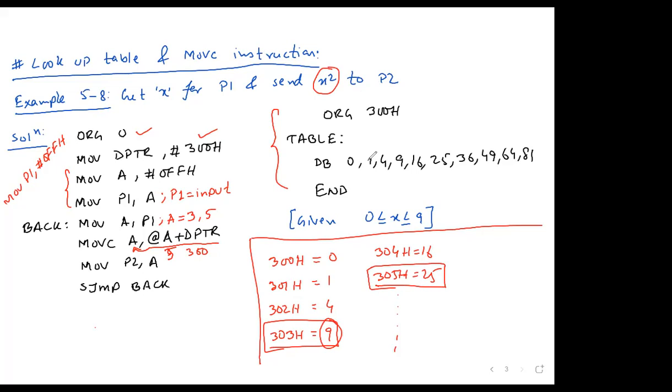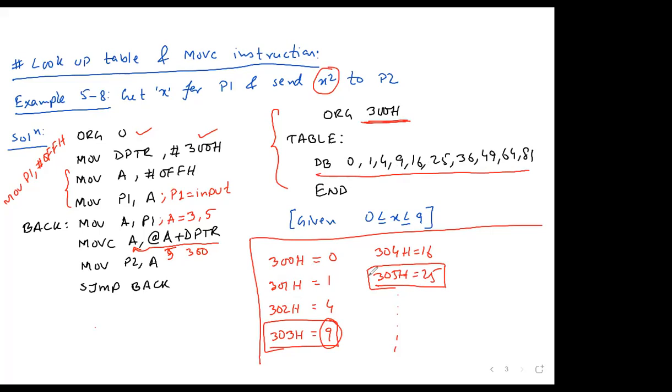Sir, when did you insert the values of the table in P1? I never inserted the values of the table in P1. So how did P1 get the values 0, 1, 4, 9? All these values are actually not in P1. All these values are from here. These values are stored from this memory location onward. See, in 300 we have stored 0. In this memory location we have stored 1, right?